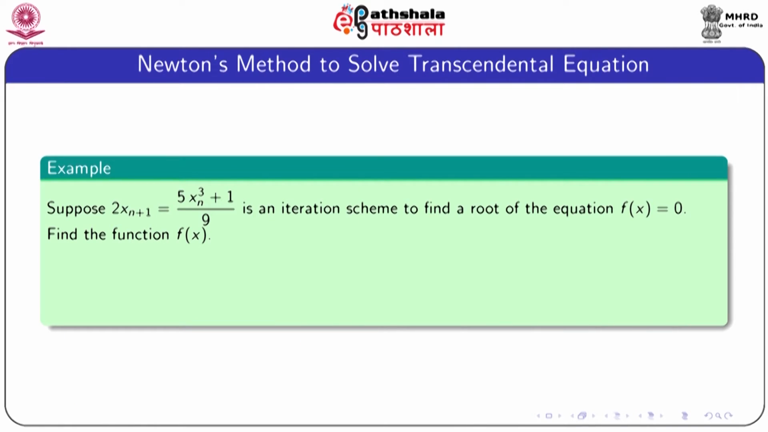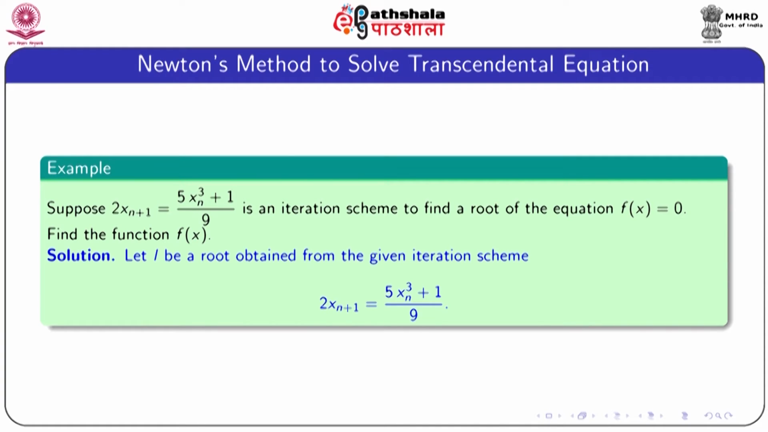Now, we consider another example. Suppose 2 into x(n+1) equal to 5 into xn cube plus 1 by 9 is an iteration scheme obtained by any method. It may be Newton-Raphson method or any other iteration method. To find the root of the equation f(x) equal to 0, our problem is to find the function f(x).